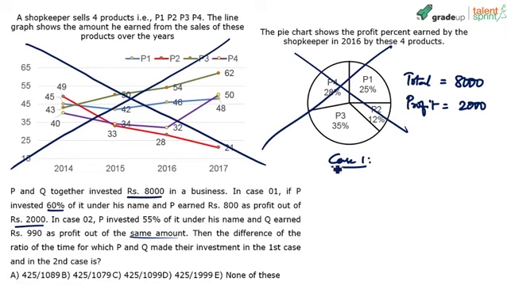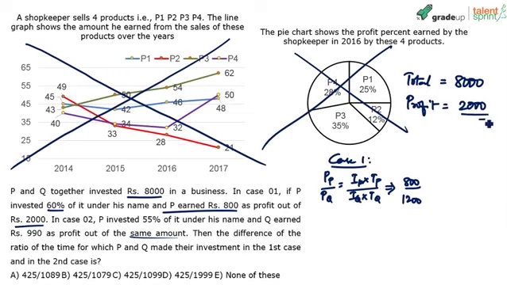In case 1, what can I say? Profit of P by profit of Q equals investment of P into time of P's investment by investment of Q into time of Q's investment, right? That's how the partnership concept works. Now what is profit of P? P earned rupees 800 as a profit. So 800. What is the profit of Q? If P earned 800, obviously Q will earn 1200. Total profit is 2000. So if P has earned 800, Q will earn 1200, equals investment of P.